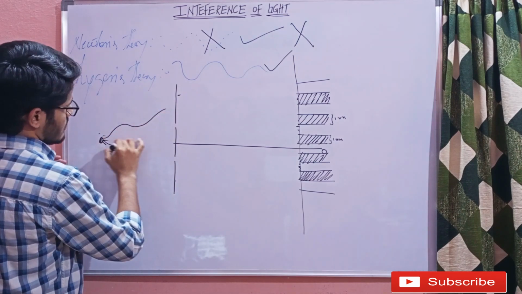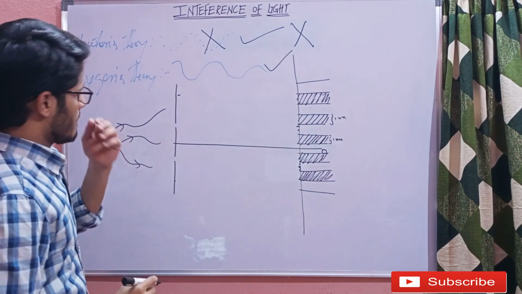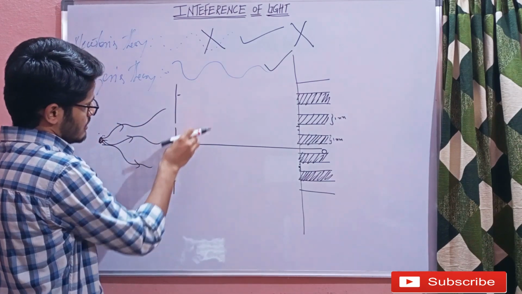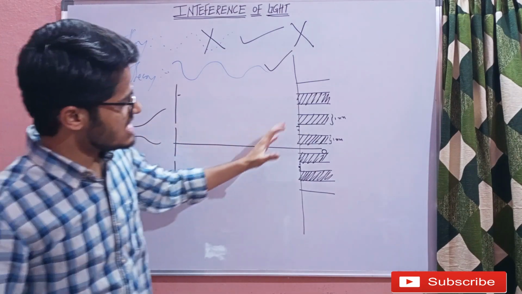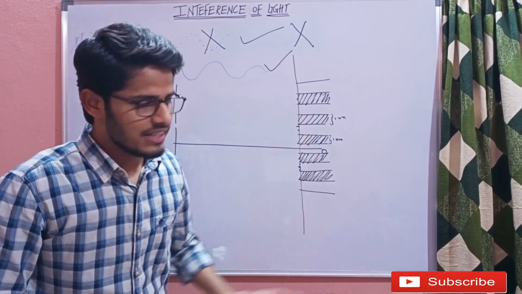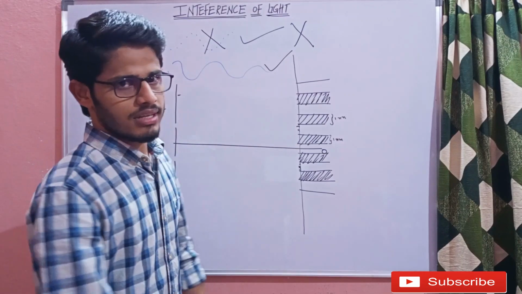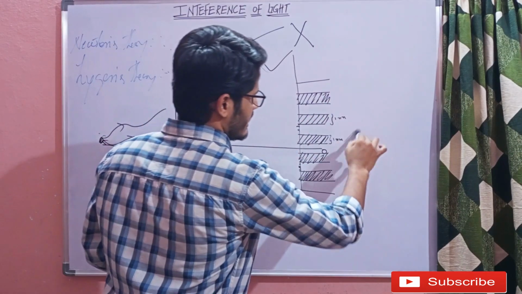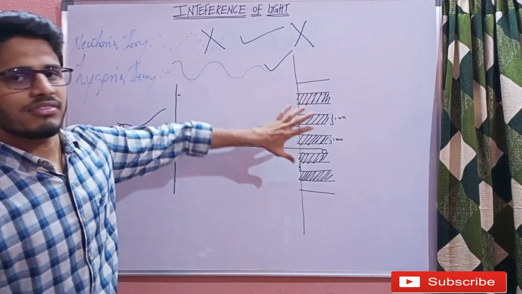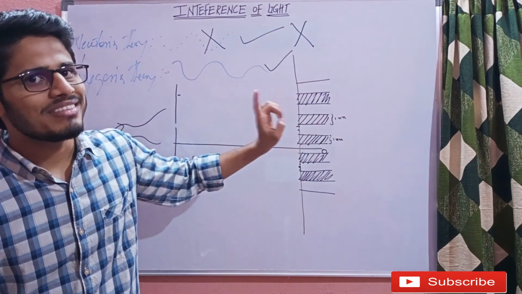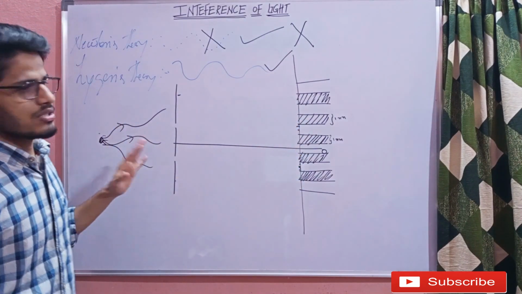These are the waves, light waves. They are coming and hitting here, and with the help of this wave nature we can explain the interference pattern, and we'll come back to it. With the help of the wave nature of light, we can explain the interference pattern on the final screen. Why we got the dark and bright fringes on the final screen, we can give the answer for that question if we consider the wave nature of light.